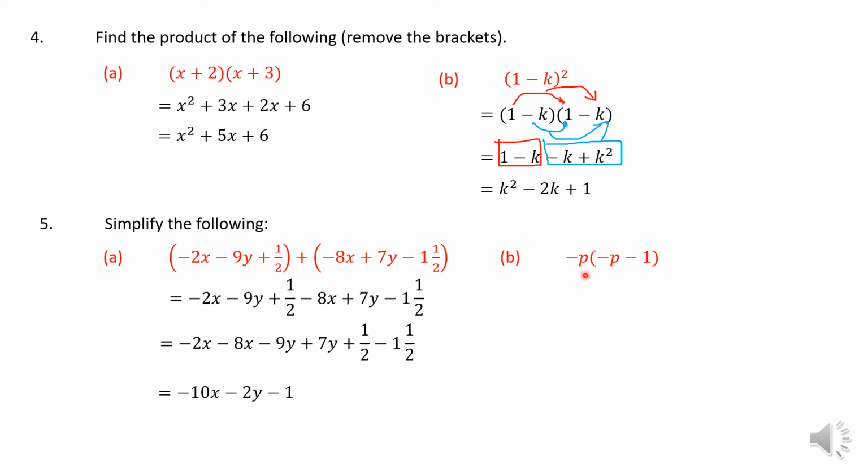Right, so this one is fairly easy. Negative p times negative p gives you p squared. Everything becomes positive because outside you have a negative, inside you have negatives as well. And negative p times negative 1 is negative 1p, but we do not write the 1 there.